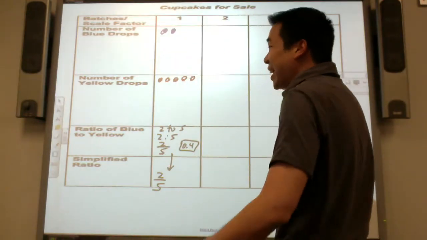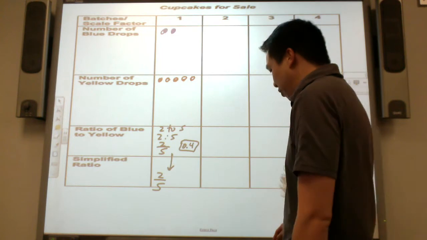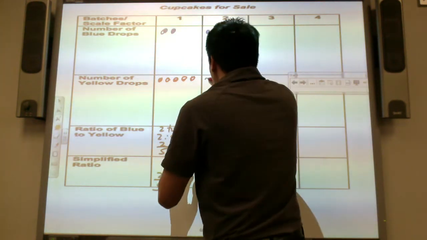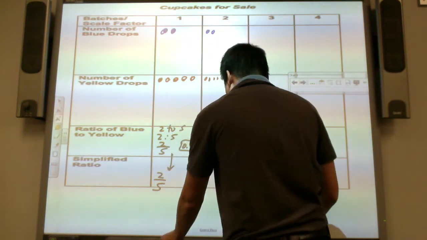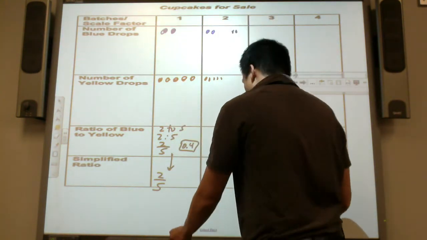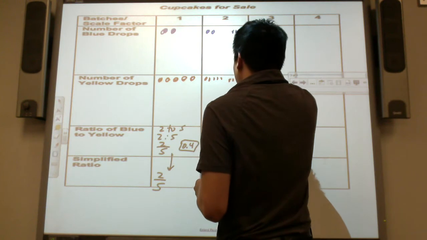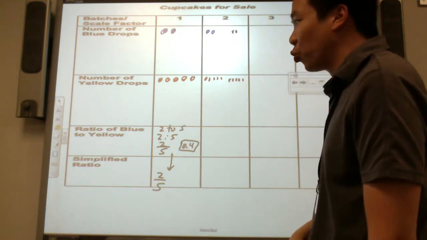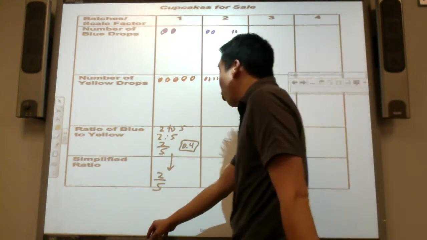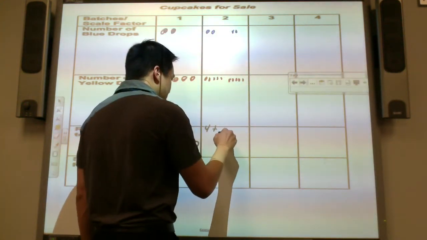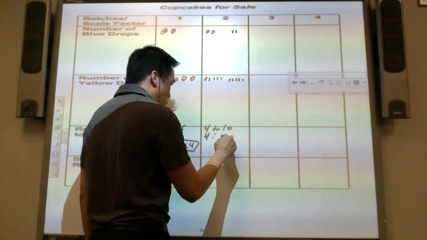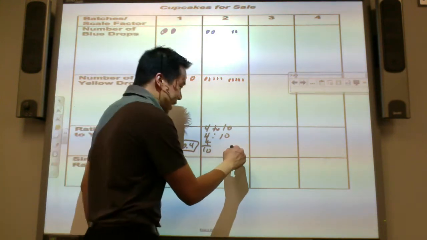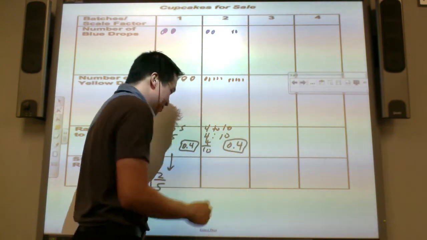All right, so we make another batch of cupcakes. One batch involves 2 blue and 5 yellow, but we make another batch, so we need to add another 2 drops of blue and another 5 drops of yellow. So what is now the ratio of blue to yellow? It's 4 blue to 10 yellow, 4:10 or 4/10, which as a decimal is 0.4.